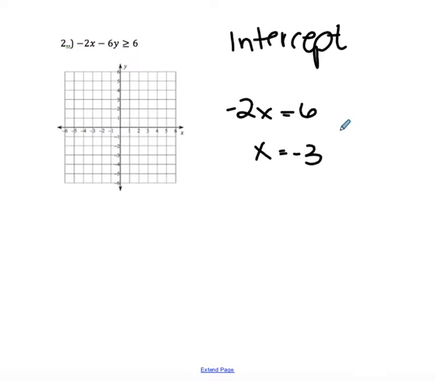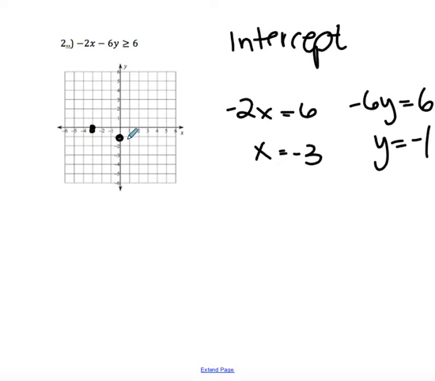And to find the y-intercept, we're going to plug in 0 for x, and 2 times 0 is 0, so that chunk now is gone, and we're left with -6y equals 6. And to get y by itself, we divide both sides by -6, and y is now -1. And so with our two intercepts, we're going to plot them on the graph like so.